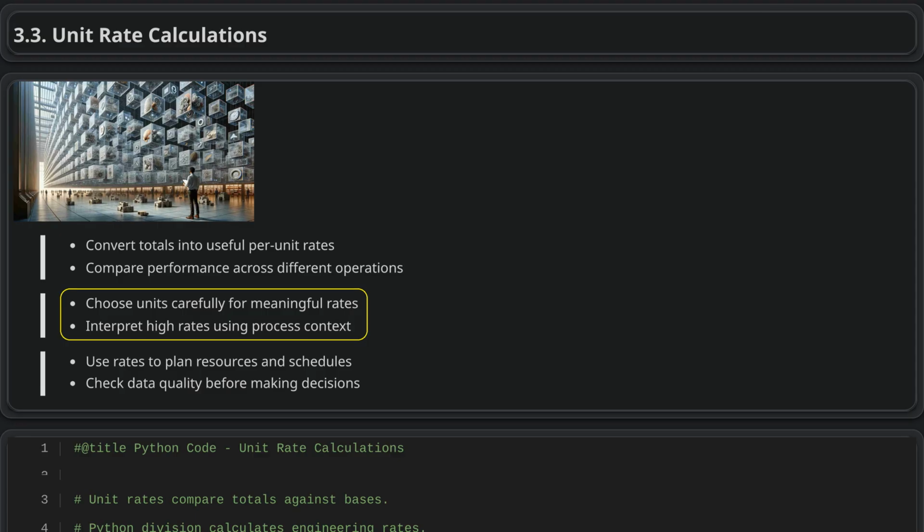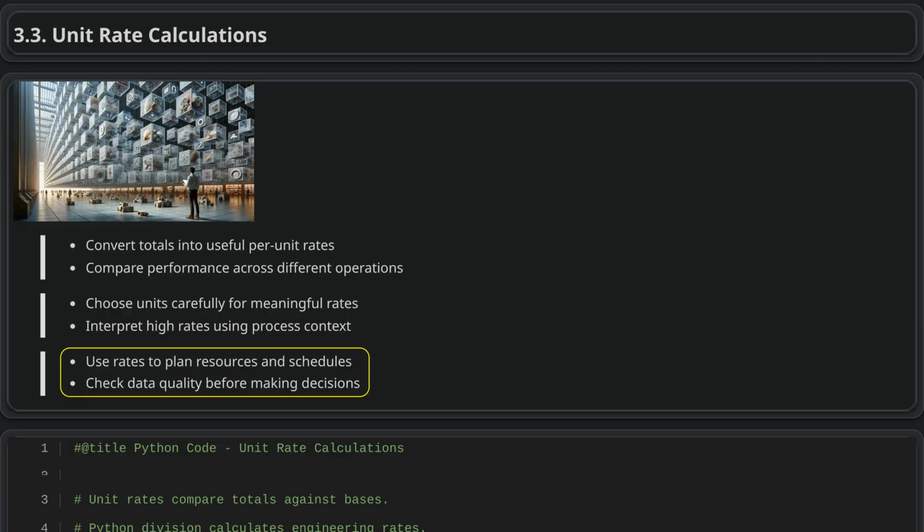Unit rates are meaningful only when you understand which units are being compared and why. Choosing the right numerator and denominator helps interpret measures like productivity, fuel efficiency, or quality. A higher rate can be positive or negative depending on the context, so accurate calculation must be paired with practical judgment.